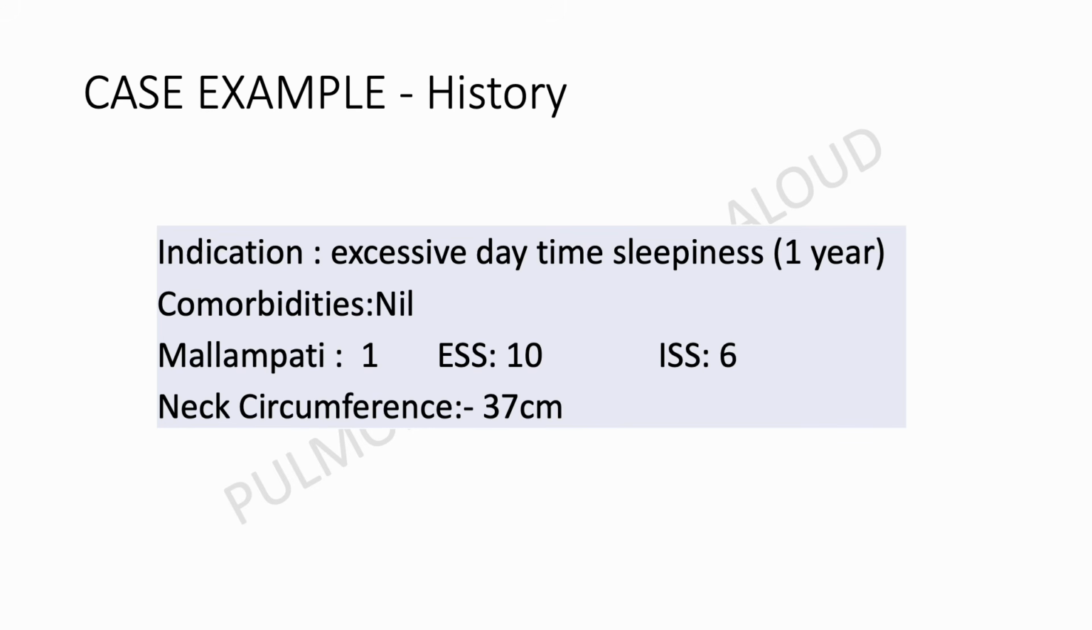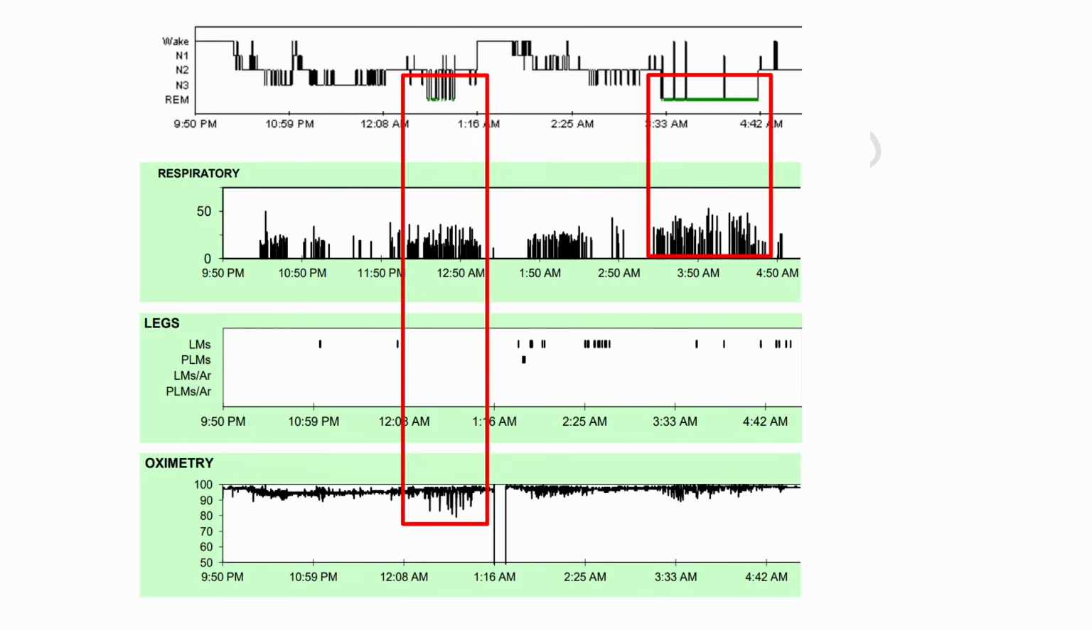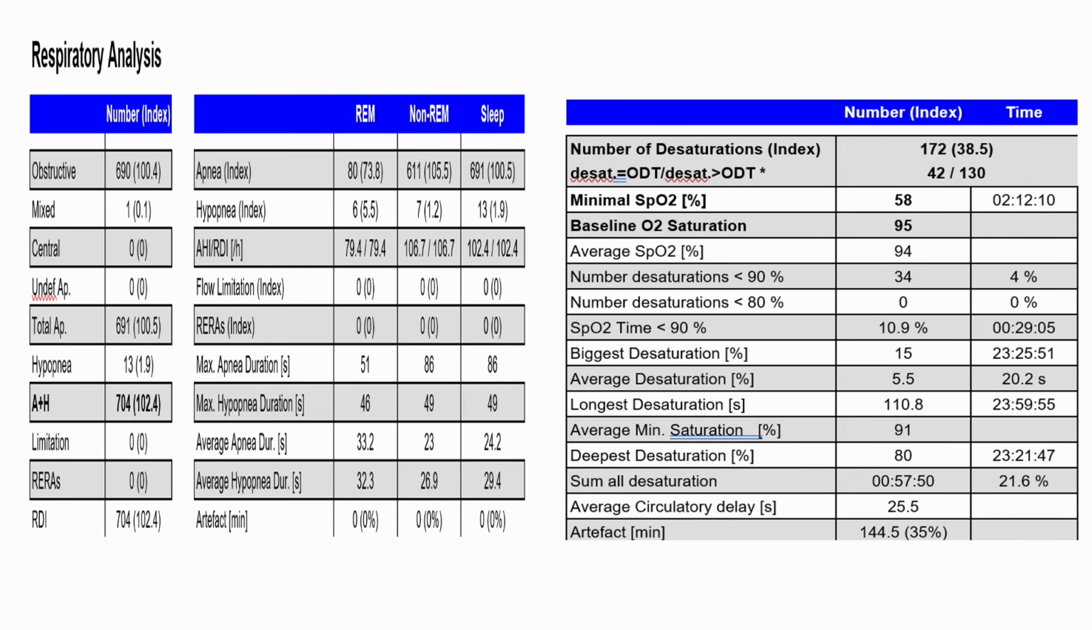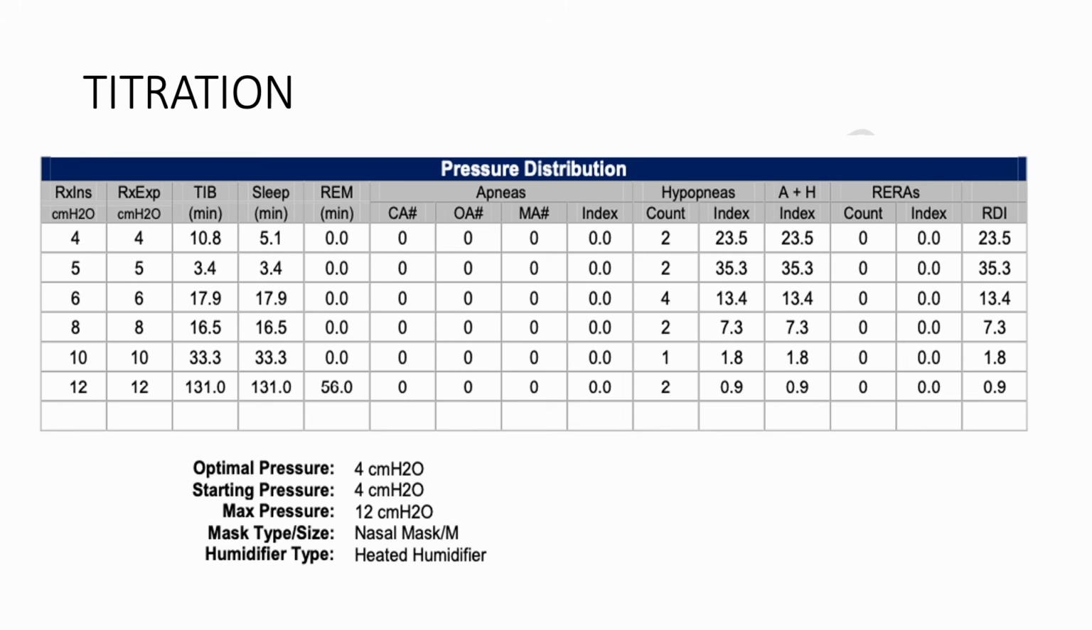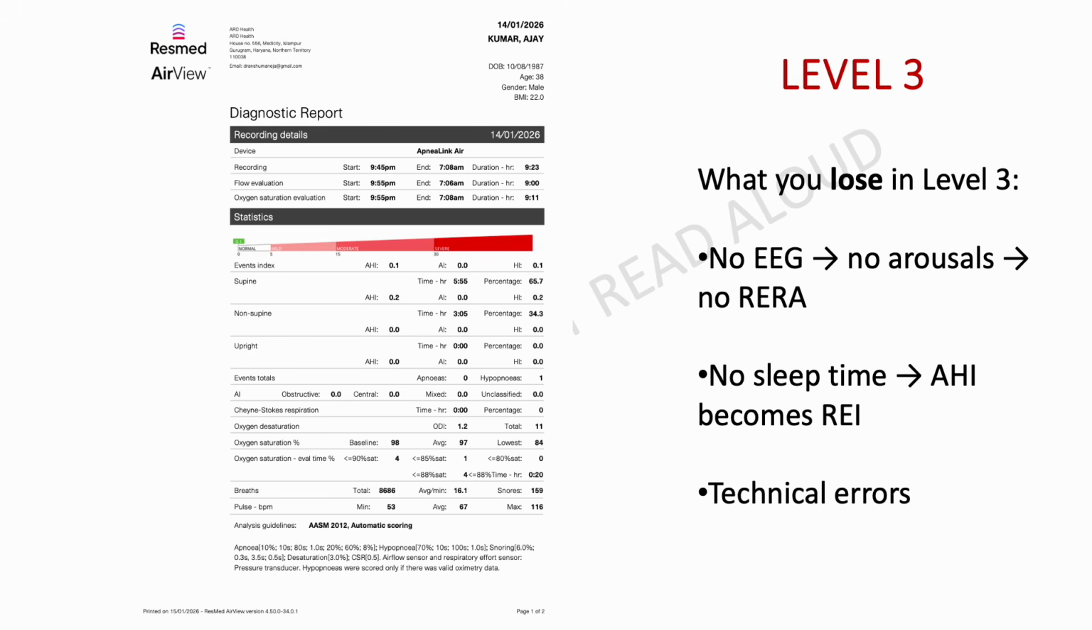So when you get a case or a study to report, you see the clinical history. You look at the hypnogram, which gives you a lot of information in the first go. You look at all the analysis after the sleep architecture. You look at the respiratory analysis. Make sure you see the raw data to confirm whether the events have been scored correctly or there could be errors. And in case the titration is done, you look at what pressure may be best for your patient.